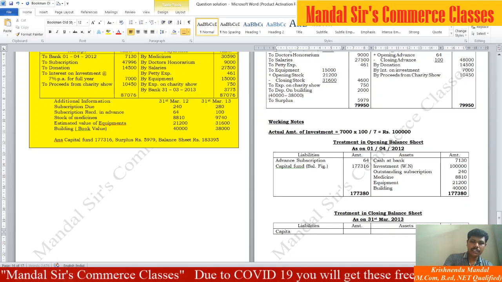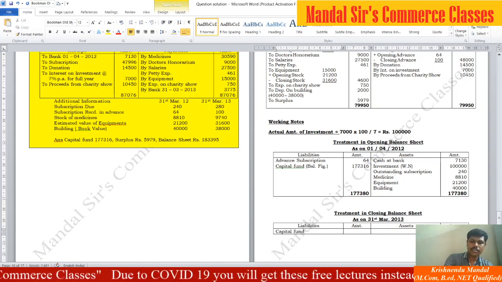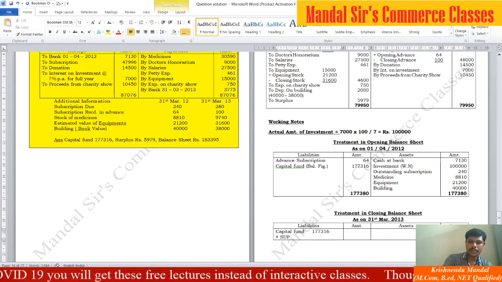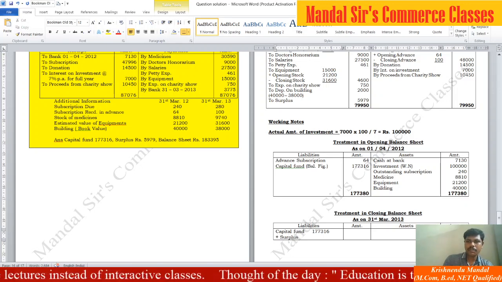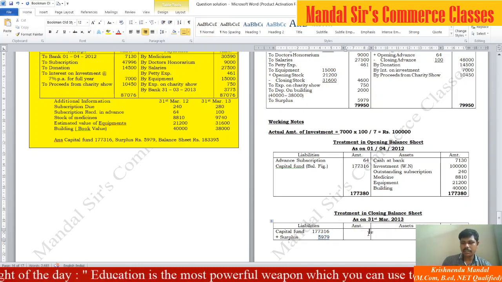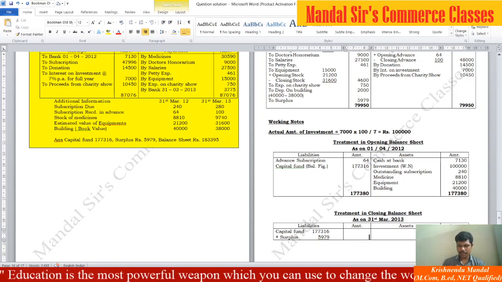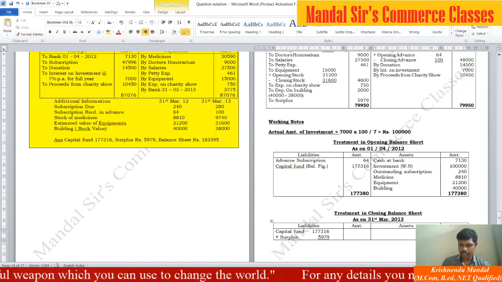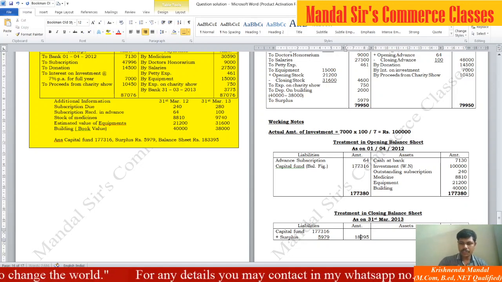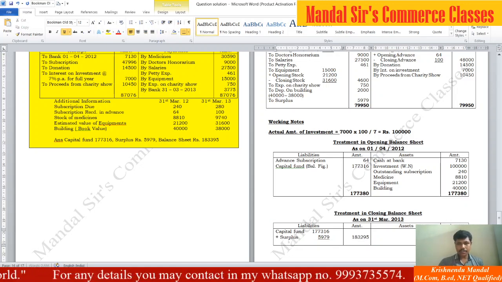First of all, I will write over here capital fund. What is the amount of capital fund we calculated recently? 316. Now we will add surplus, the amount of surplus we calculated earlier. The amount of surplus is 5979. Add both the amounts, 177,316 plus 5979. So the amount is 1,83,295. Right over here, 83. Okay.